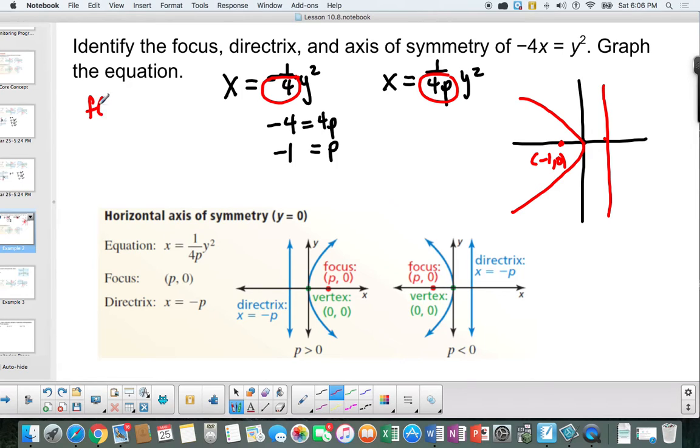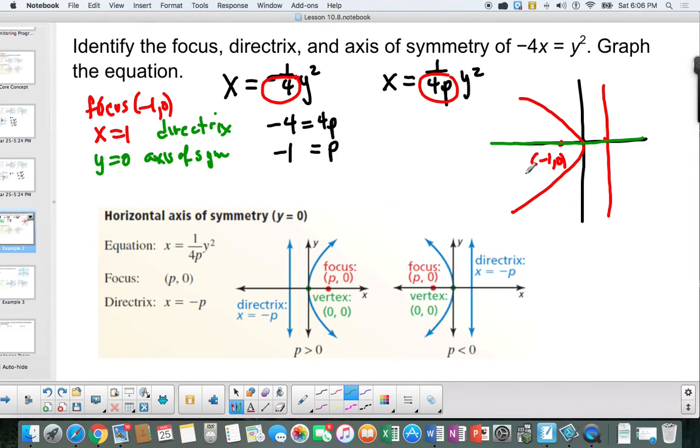So my focus is going to be negative 1, 0. My directrix will be x equal to 1. Remember, x equal to is a vertical line. My axis of symmetry, this is the axis of symmetry right here, the line that divides the parabola, the reflecting line for the parabola. And that is going to be y equal to 0 is the axis of symmetry. And this was the directrix. And I've provided the graph.